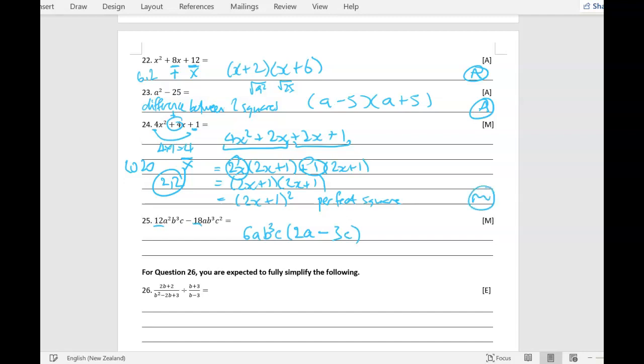Both of those last two were merits. If you stopped at this stage here, I only gave you an achieved.